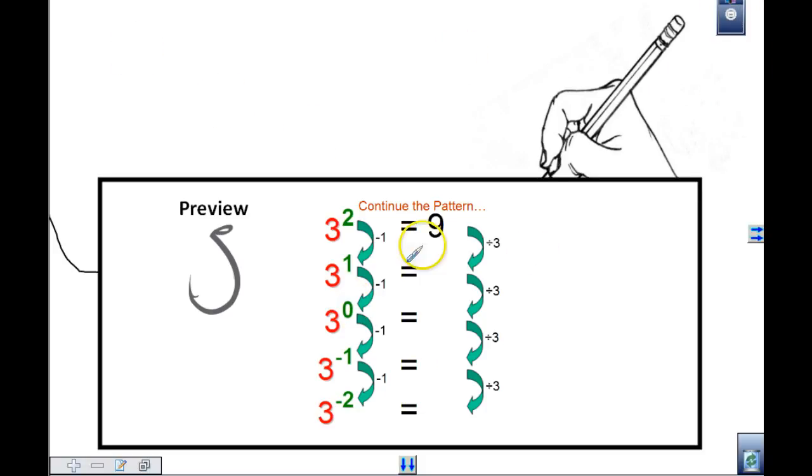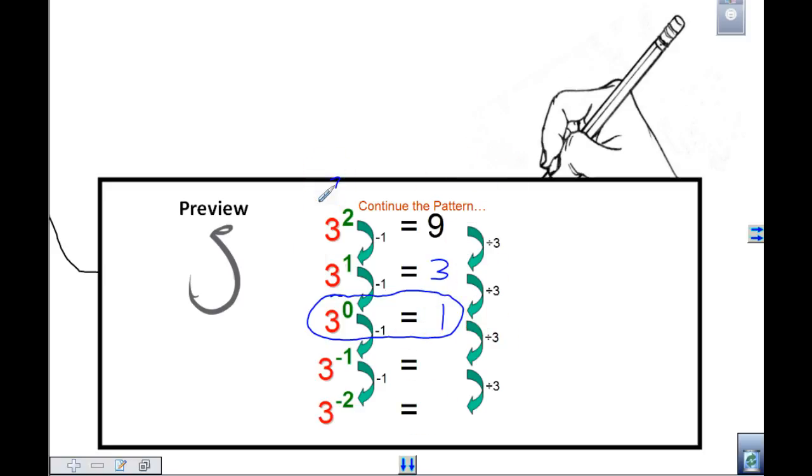Okay. So if we continue this pattern, we know that 3 squared equals 9. Divide by 3. 3 to the 1 power equals 3. 3 to the 0 is going to be 3 divided by 3, which is 1. So that was a big deal here, that 3 to the 0 power equals 1. A lot of people will mistakenly say that equals 0.